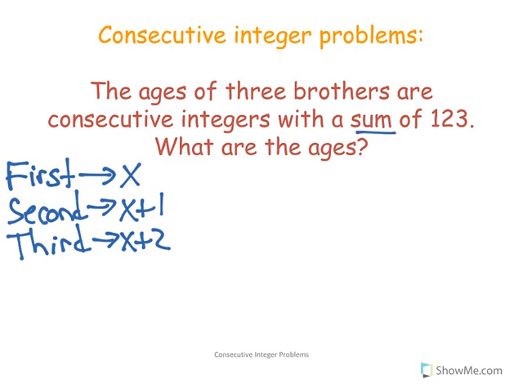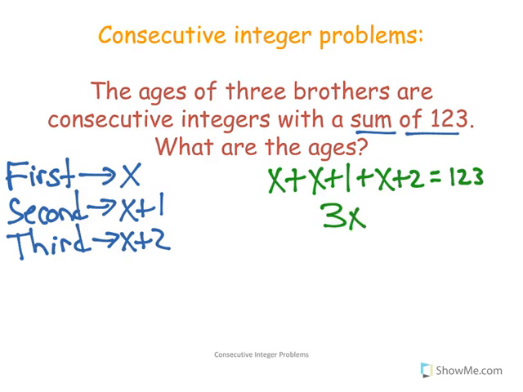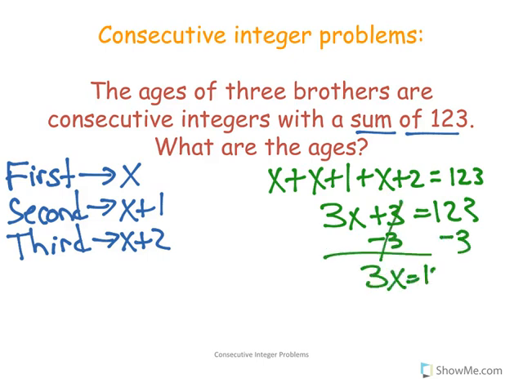So the sum of these 3 ages is 123, which means x plus x plus 1 plus x plus 2 is 123. Do I really need to write out that whole equation? Probably not. I probably know that x plus x plus x is 3x, and 1 plus 2 is 3. So I'm okay with you cutting to that part of the equation. So I'm left with 3x equals 120, which gives me x is 40.